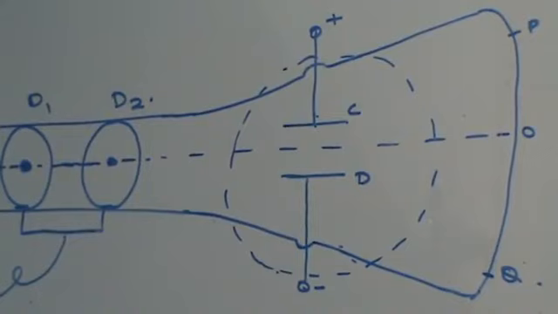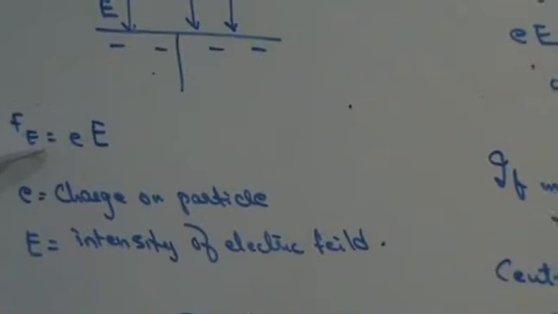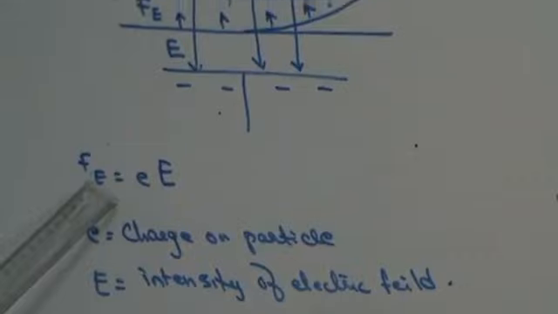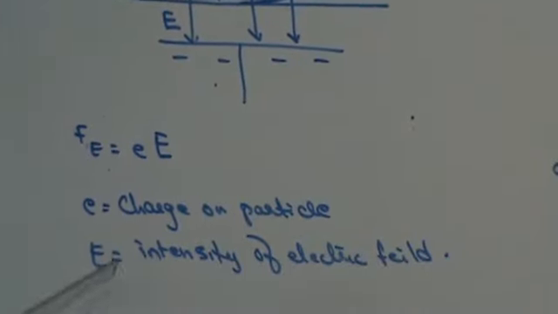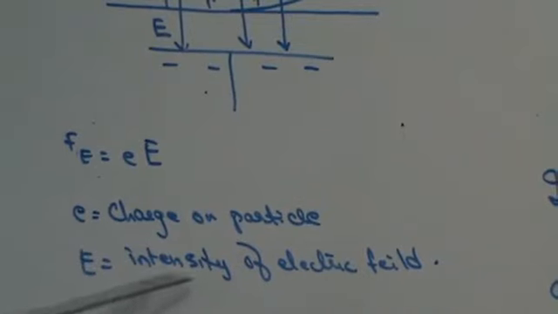Due to the electric field, Fe is equal to eE, where e is the charge on the particle and capital E is the intensity of the electric field.